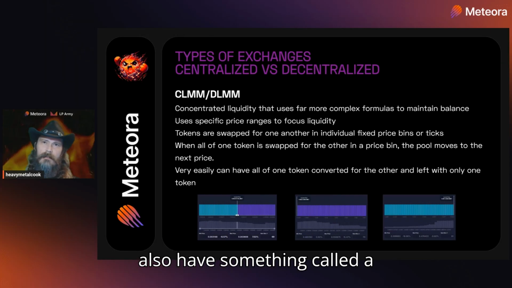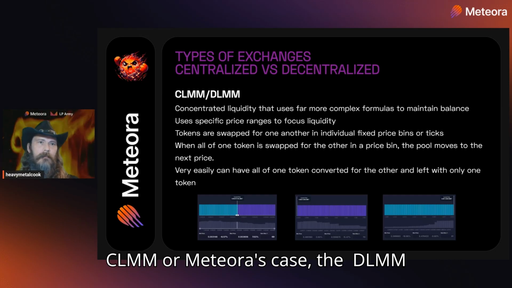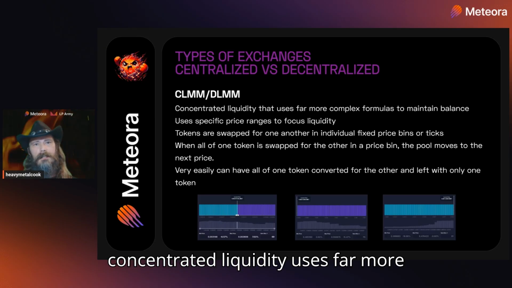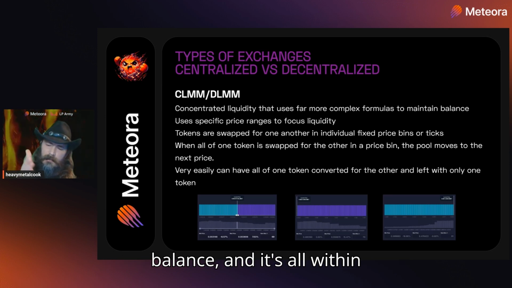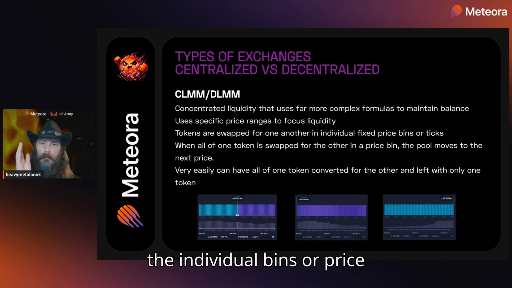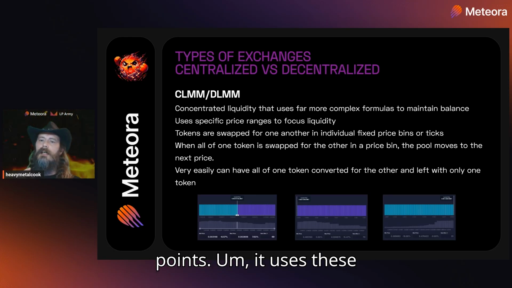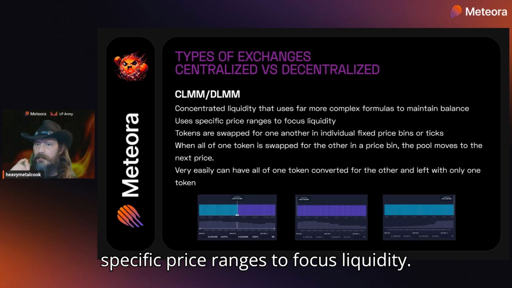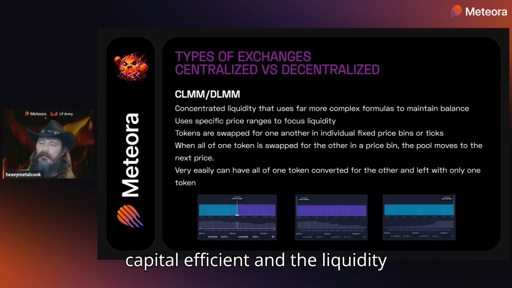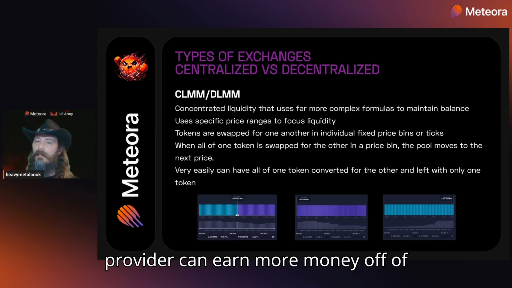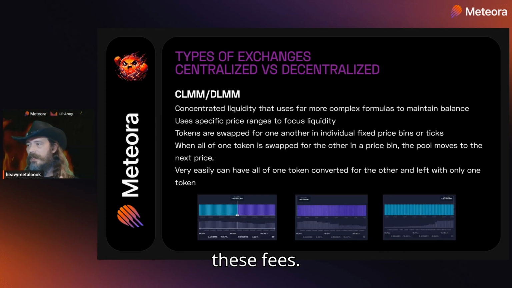So you also have something called a CLMM, or in Meteora's case, the DLMM. Concentrated liquidity uses far more complicated formulas to maintain the balance, and it's all within the individual bins or price points. It uses these specific price ranges to focus liquidity, and that just means it's more capital efficient, and the liquidity provider can earn more money off of these fees.